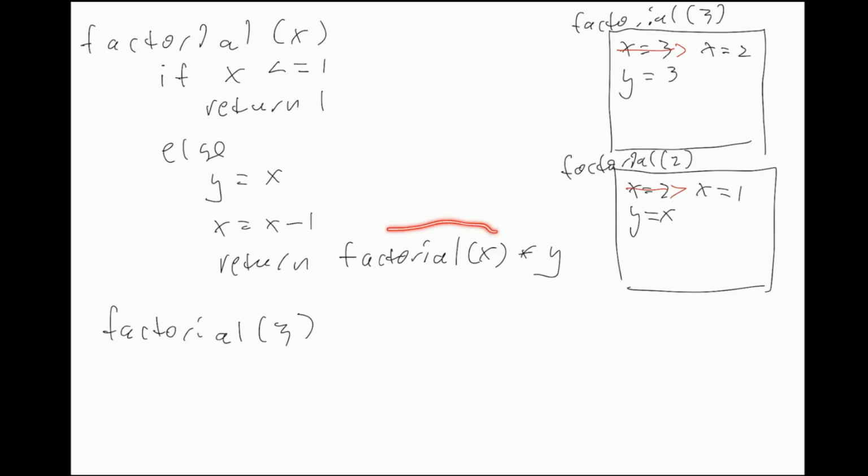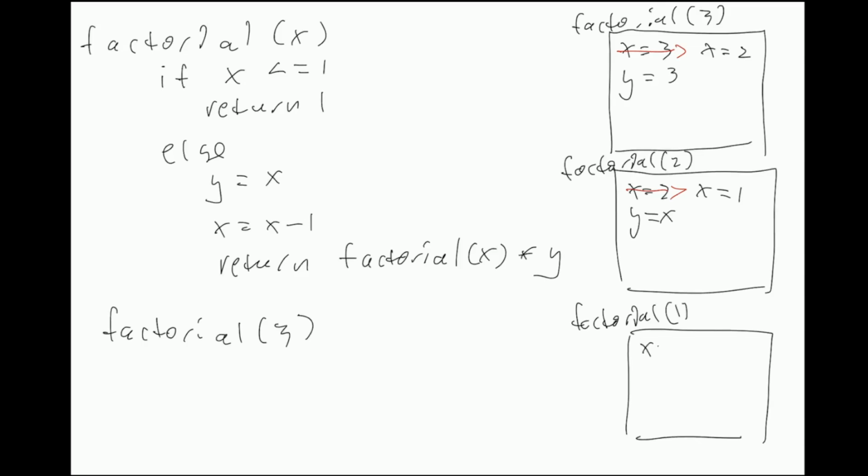We again interrupt our execution in order to execute a new version of factorial. This is calling factorial of 1. And it has its own local state. x is 1. And now we compute the return value here, which is 1. And so its return value will be 1.